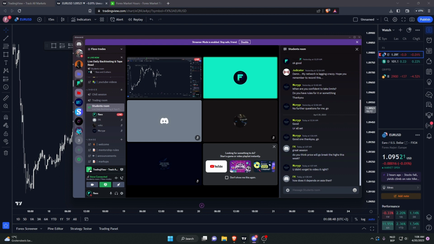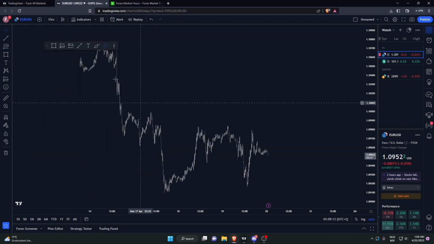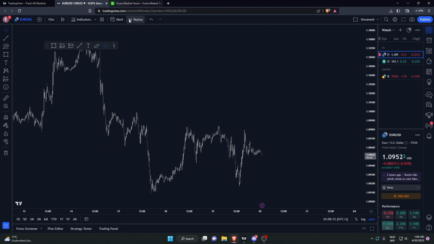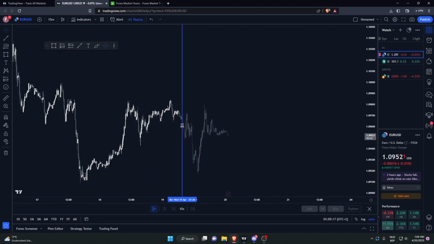How does it depend on Asia? Because if Asia pumps, then London is rarely going to keep pumping. Every session has its own move, and if Asia does the pump we expected while we're sleeping, then we're not going to expect London to keep pumping. It could, but you don't expect that. Not every new session keeps extending the leg. For example, Asia yesterday night, I'll show it. So let's go into replay mode.